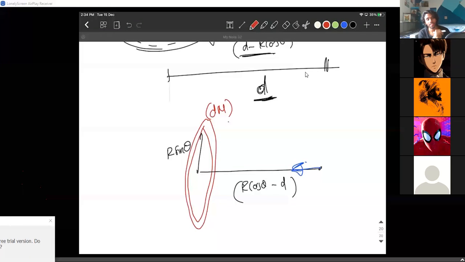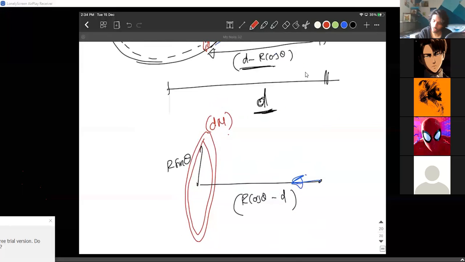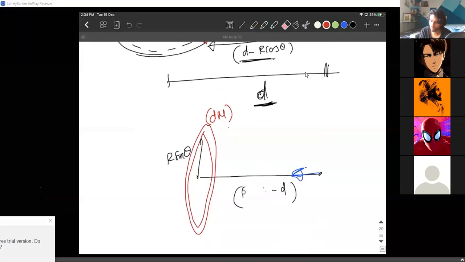Sir, it's d minus r cos theta, sir, not r cos theta minus d. Oh, I'm sorry about it. The distance must be d minus r cos theta. This is where we can go wrong. That could have been terribly gone wrong.